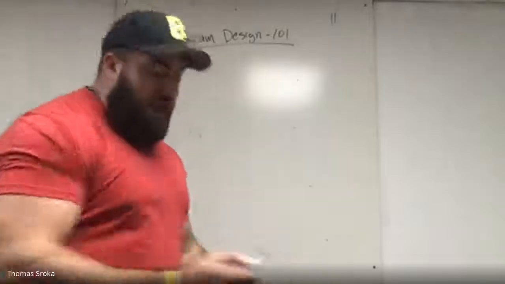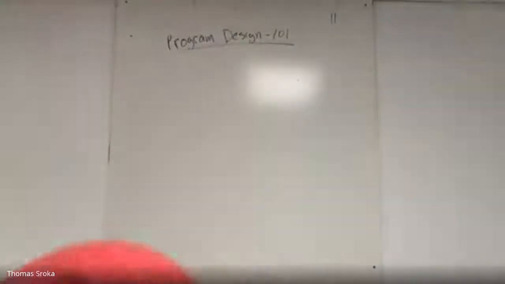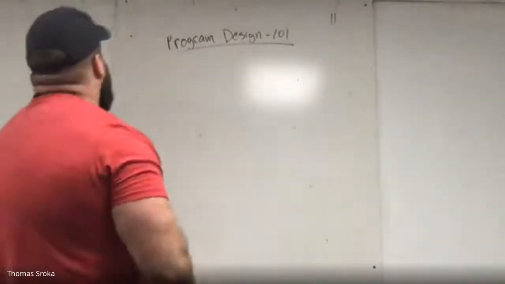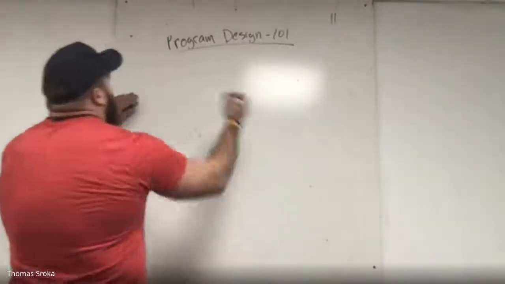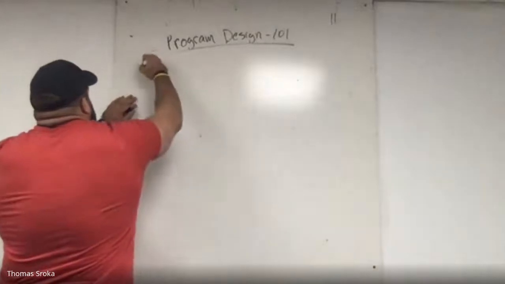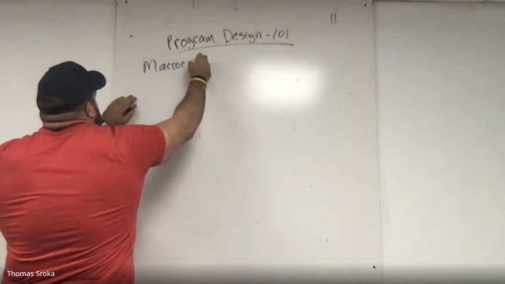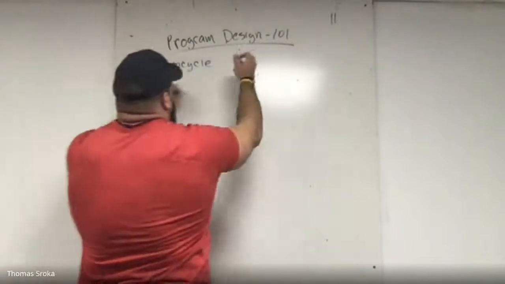So there are three main parts. God, I keep dropping this flipping pen cap. There are three main pieces of writing a program. At the top, or the broadest part of it, you have a macro cycle. Make sure you guys are writing this stuff down.